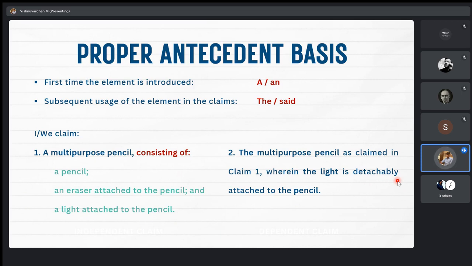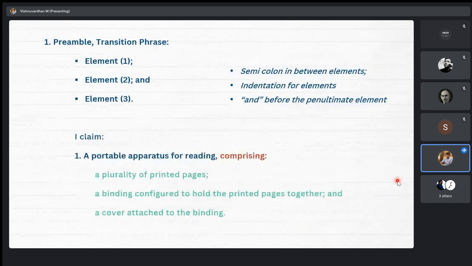So what I'm trying to make you guys understand is, when you introduce it, you use 'a', subsequently you use 'the'. So even in the previous 2 examples I've given you guys, I have done this. Okay. So see here also, a portable apparatus for reading, simple, comprising a plurality of printed pages. So anytime after this, if I refer to a plurality of printed pages, it'll always be 'the'. So next claim, if I talk about it again, I'll say the plurality of printed pages containing ink.